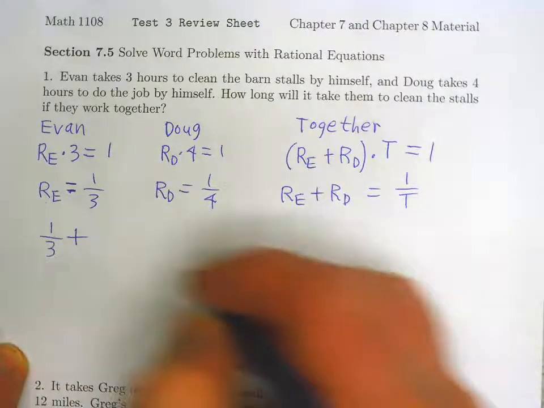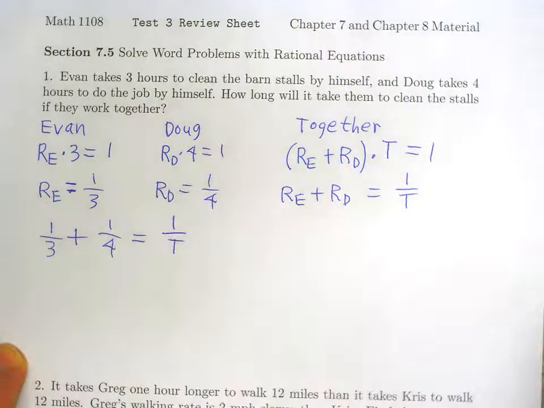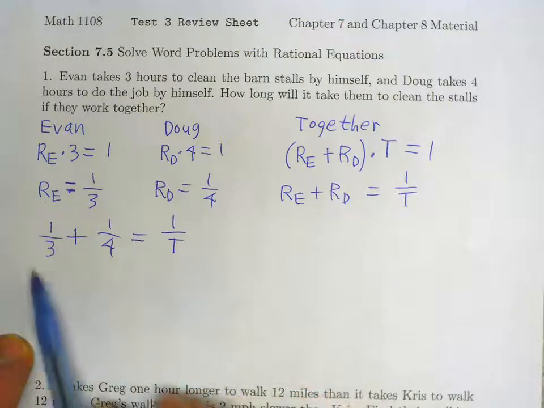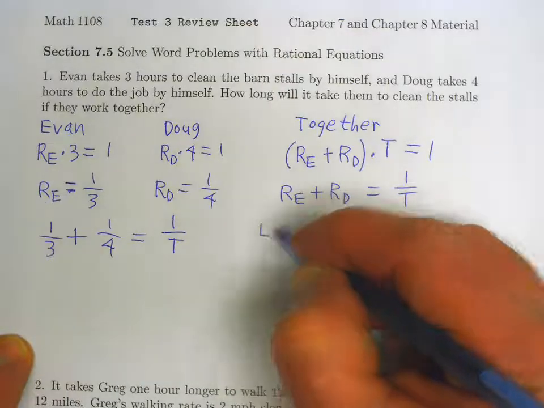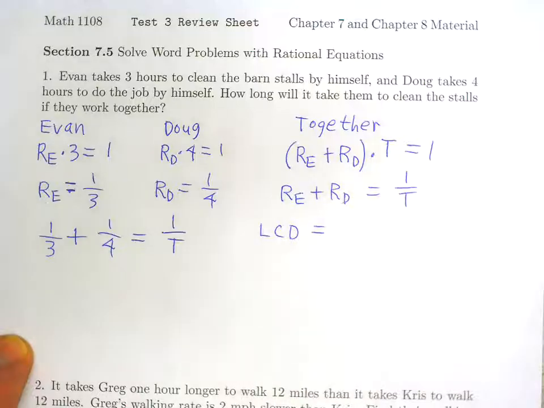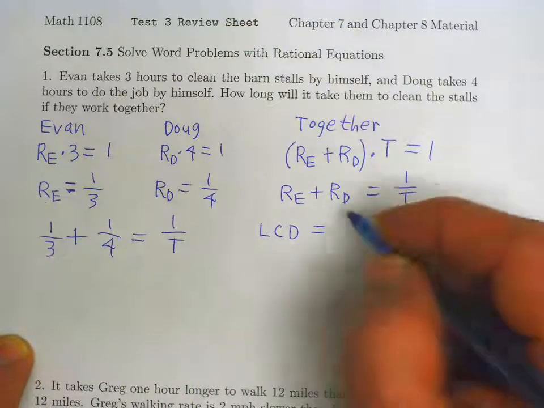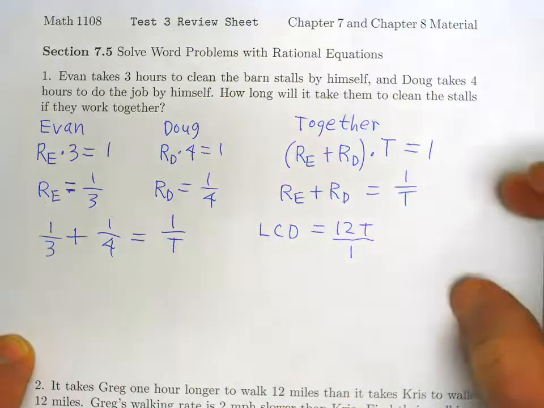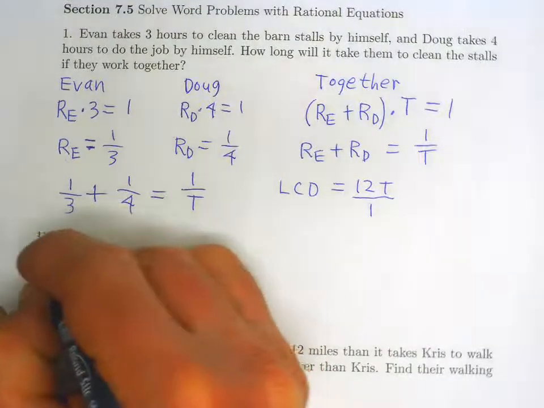Add that to Doug's rate, which is 1/4. And the sum of the rates is 1/t. T represents the number of hours it would take them working together. Okay, so this is an equation with rational expressions. So we can find the least common denominator and then multiply every term on both sides by the least common denominator. The least common denominator is 3 times 4 times t, or 12t. And you can think of it as 12t over 1 if that helps. Then multiply every term on both sides by 12t.